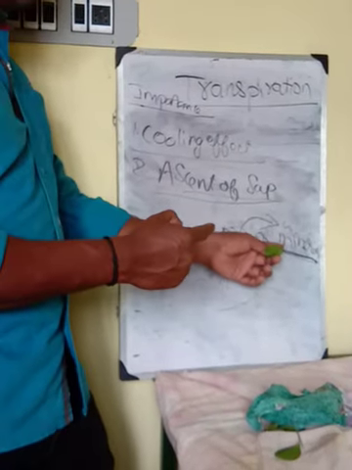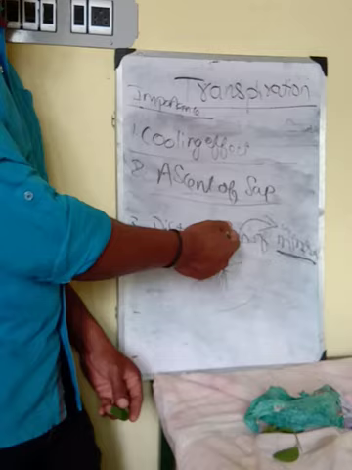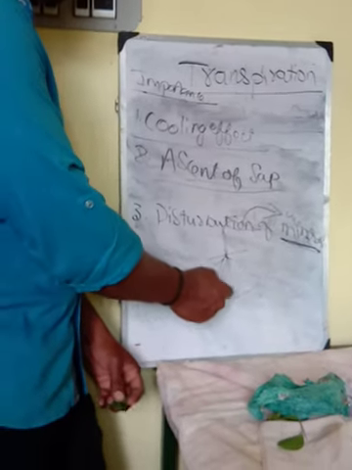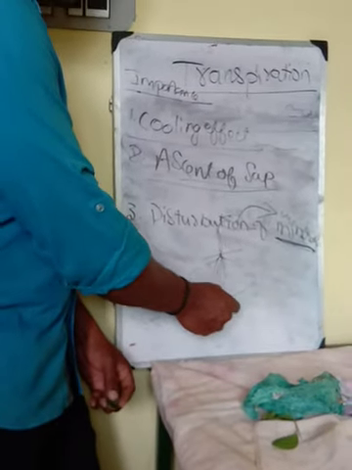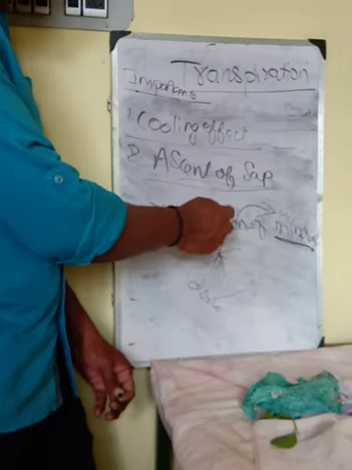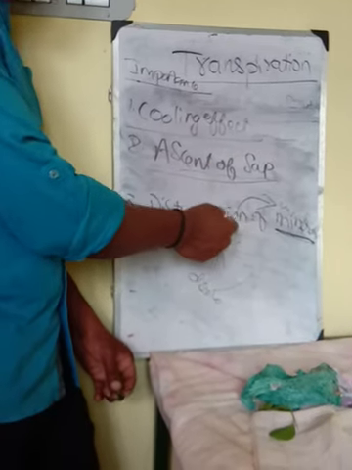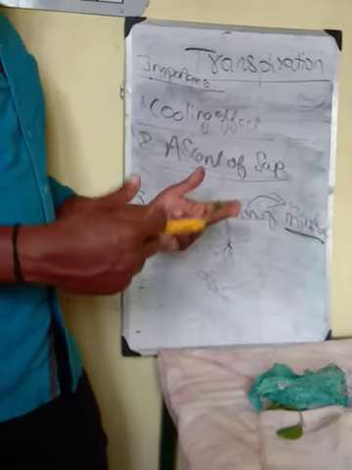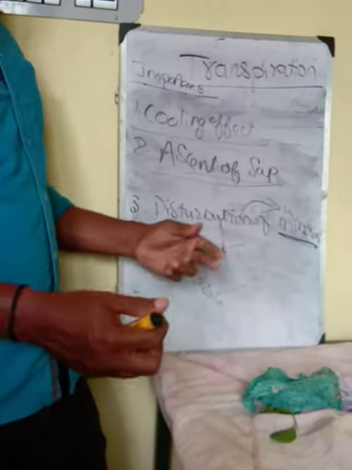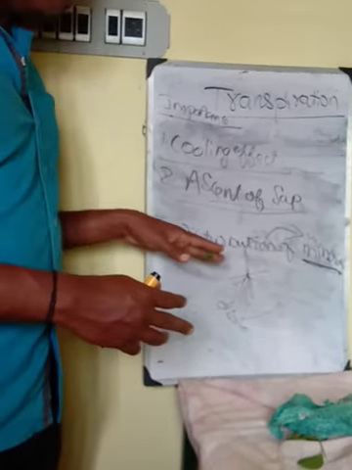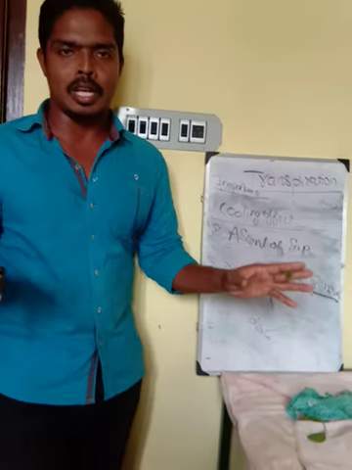These minerals won't directly come into the plant. They will be mixed and dissolved in the water, and through this process the water will be taken in by transpiration, and along with the water the minerals will be taken in, and the minerals will be distributed to all parts of the plant.